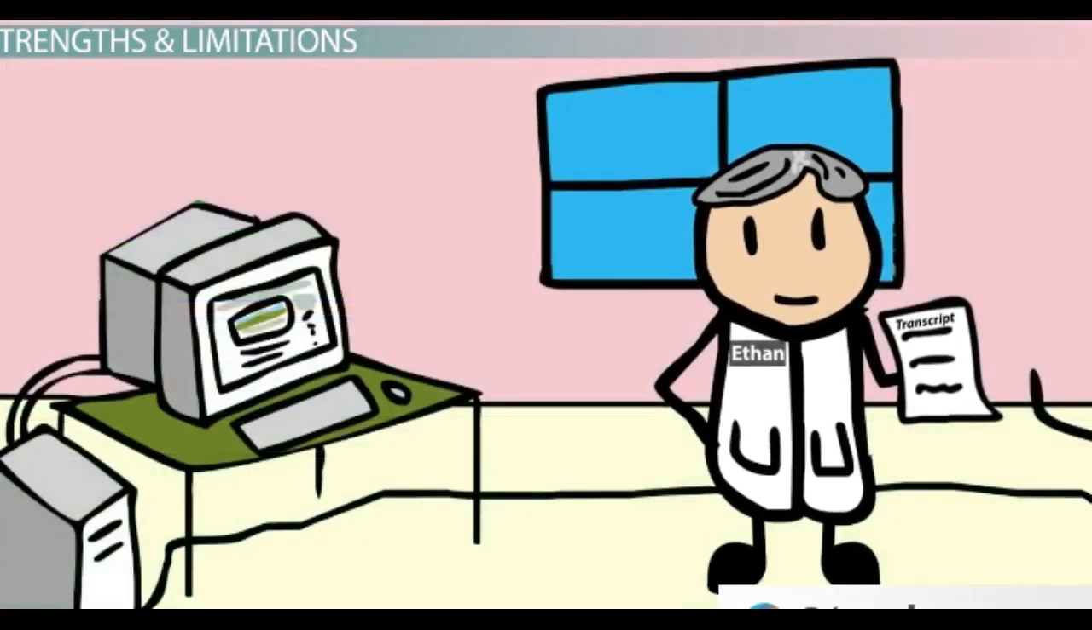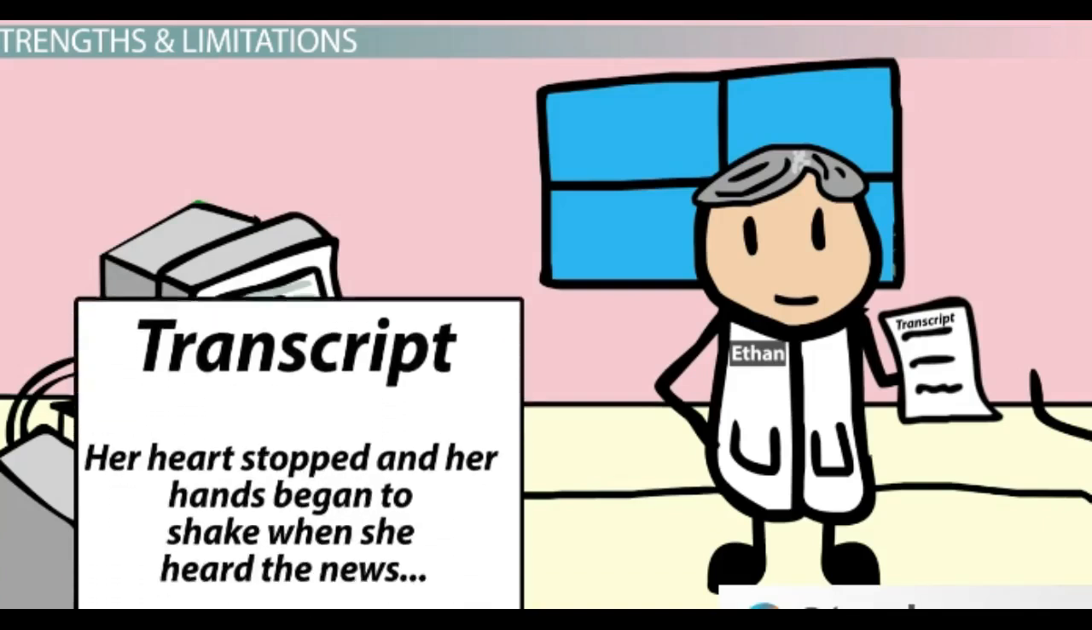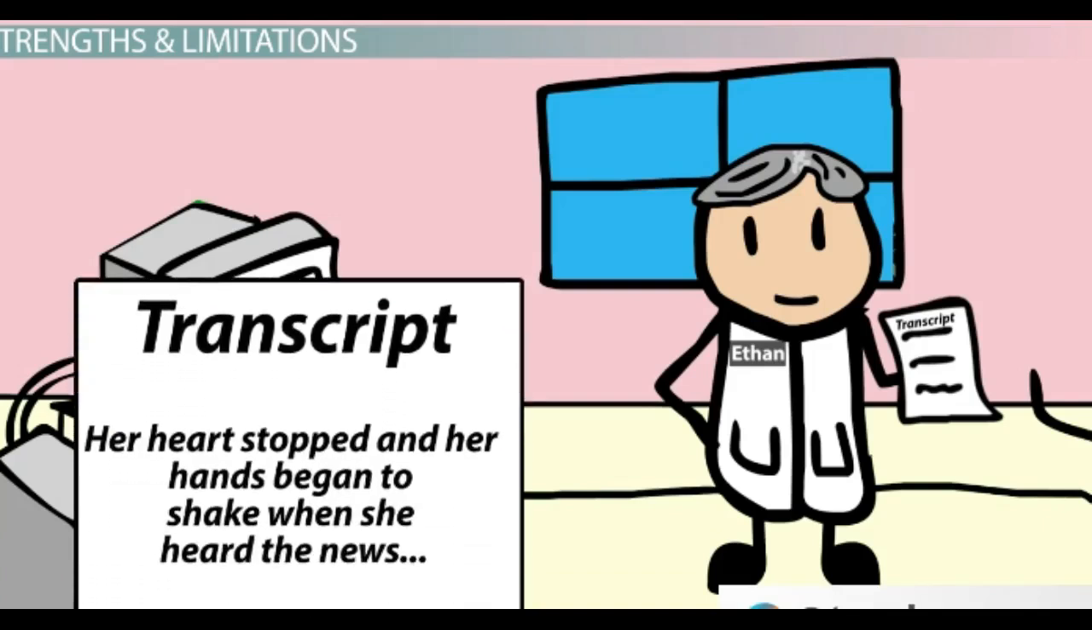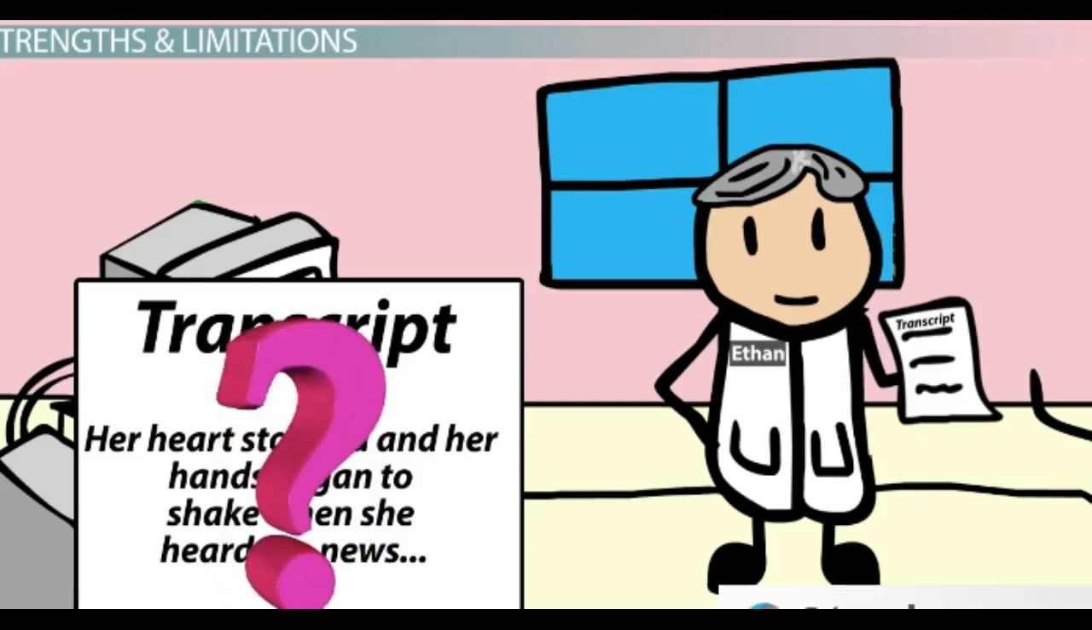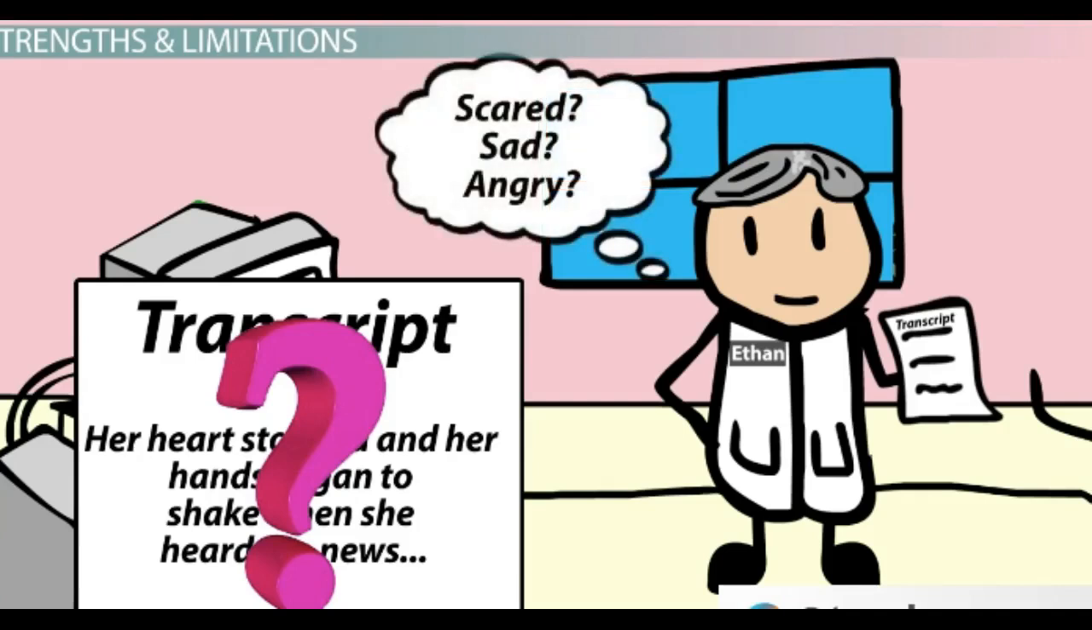Another weakness is that it requires researcher interpretation. For example, what if Ethan is reading the transcript from one of his interviews and he sees that one of the parents describes how her heart stopped and her hands began to shake when she heard the news that her son was autistic? What does that mean exactly? Did she feel scared? Sad? Angry? Ethan has to interpret what she said, which could lead to mistakes or false conclusions.